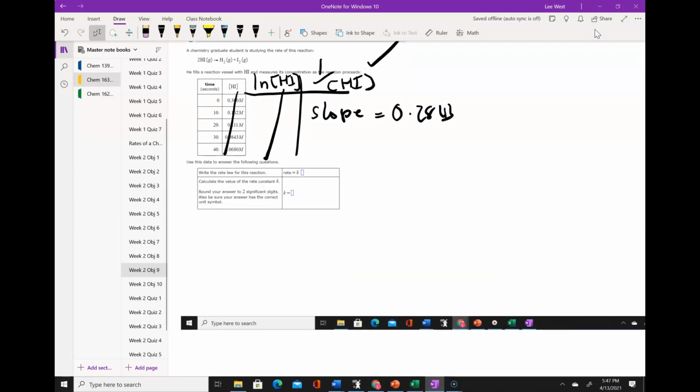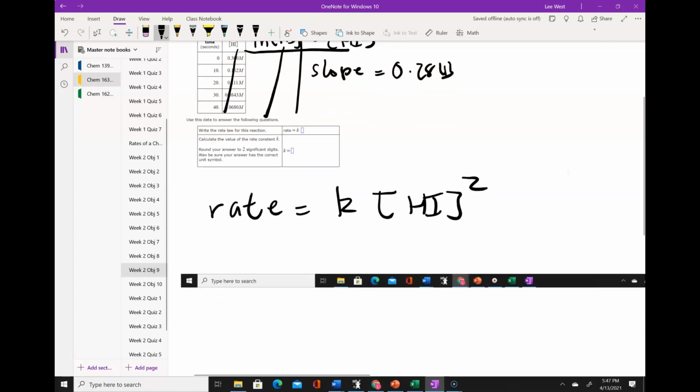So write the rate law for this reaction. The rate, it is second order. So it is K times the concentration of HI to the power of 2. There you go. It is second order. And then what is the value of K?